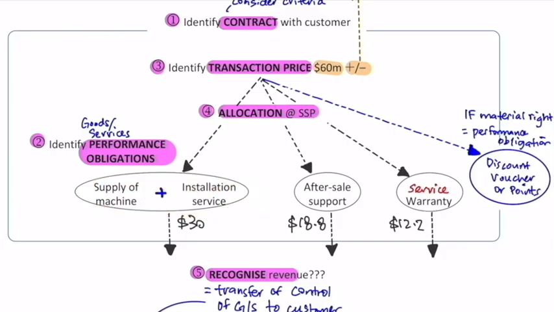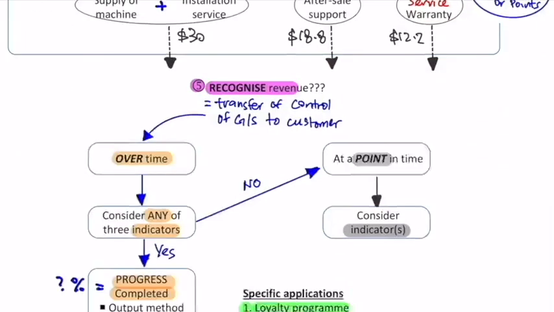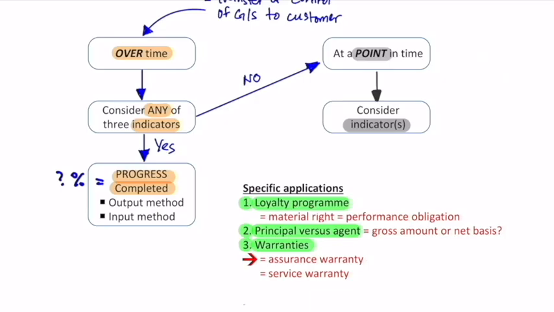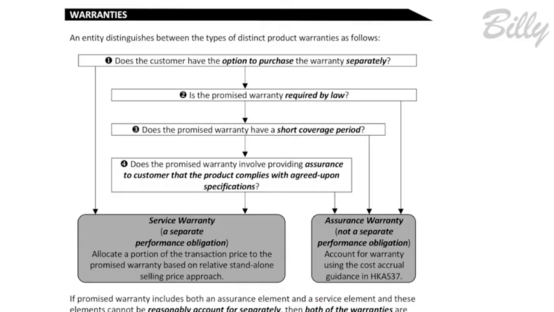But if it's a service warranty, we account for it as a separate performance obligation, meaning a portion of the transaction price must be allocated to the service warranty. We have to differentiate whether it's assurance warranty or service warranty. If it's an assurance warranty, we must account for provisions for warranty costs. If it's a service warranty, we account for this as a separate good or service under the contract, a separate performance obligation. Please refer to page 851.